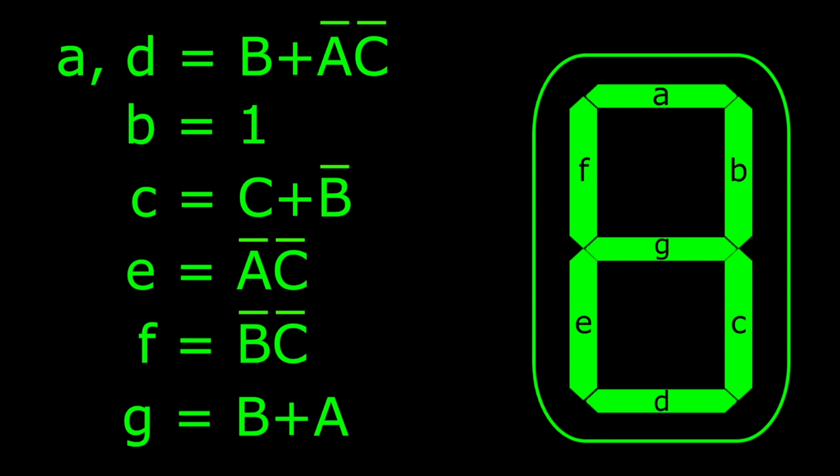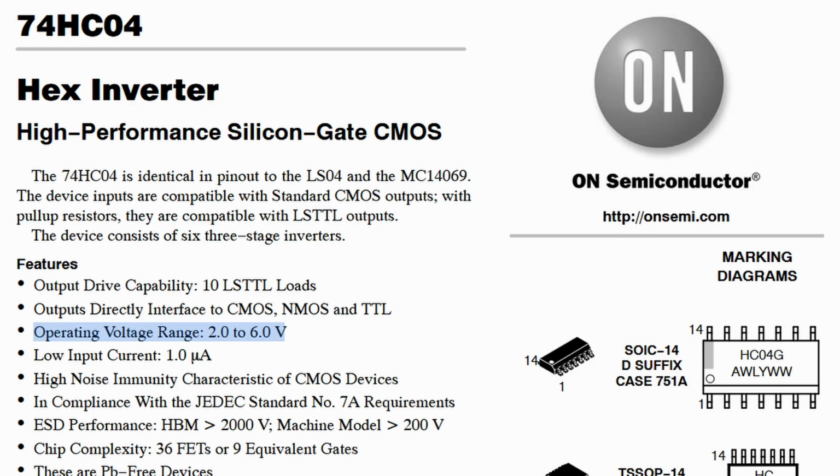The first thing we're going to do is set up our NOT gates, also known as inverters, because as indicated by these overbars, each of our 3 inputs will need to be inverted. The inverter we will be using is the 74HC04, so we need to look at the datasheet to figure out the connections. We can see that the supply voltage needs to be between 2 and 6 volts, so our power supply of 5 volts should be perfect.